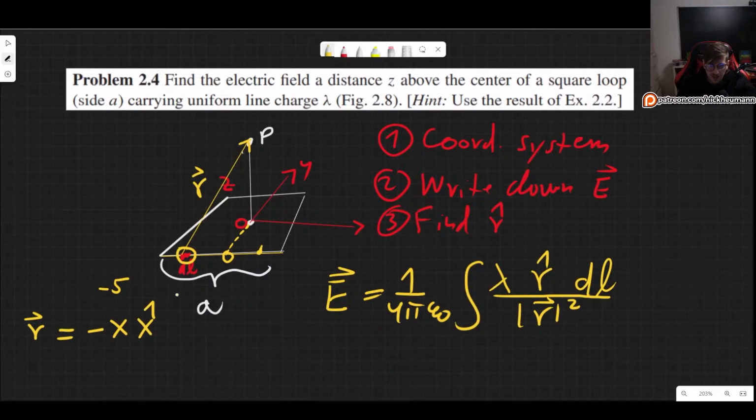So let's write down our R vector here. So R vector is, first we walk -x step in the x hat direction, and then we need to walk from here to the 0 point, which means we need to walk this distance, which is half of the entire distance. So this would be a over 2. So we need to walk a over 2 steps in the y direction. And from there, we need to go from the center all the way to point P, which is z in the z direction. So that is, I think, the easiest way to finding the R vector.